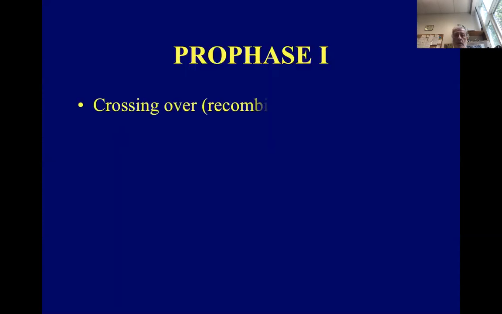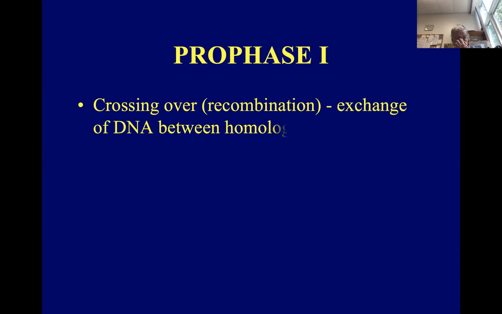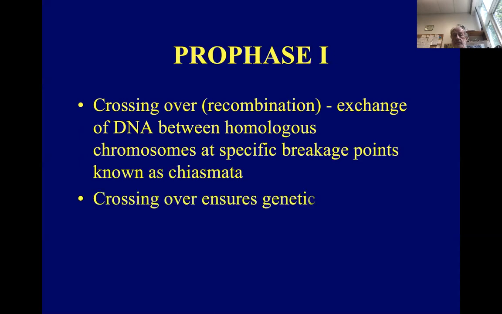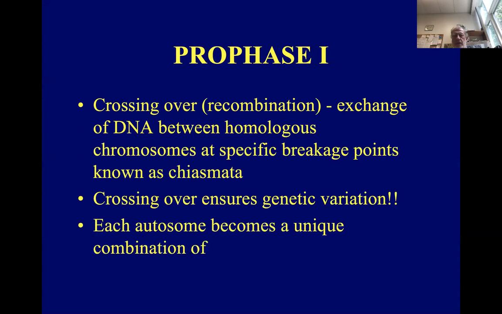Prophase 1 is long and complicated because of crossing over or recombination. And this ensures genetic variation. So each autosome that we pass on is a unique combination of paternal and maternal alleles. And for females, that's the same with the X chromosome as well. For males, of course, the X and the Y do not undergo crossing over. They're too different to do so.